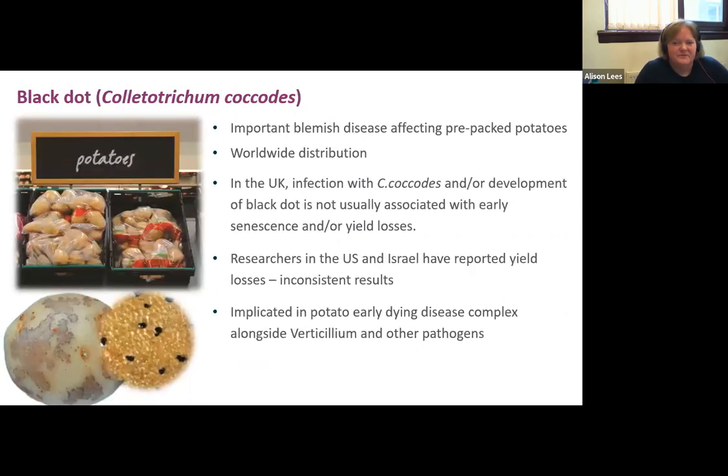So black dot is also an important blemish disease with a worldwide distribution. In the past, and possibly even now, black dot was underreported, as it was often confused with or grouped together with silver scurf. Disease development and severity reports vary. For example, in the UK, we don't associate Colletotrichum coccodes infections with yield loss, whereas researchers in the US and Israel have reported losses of up to about 30%, but the results can be inconsistent. C. coccodes is also implicated in the potato early dying complex alongside verticillium and nematode species.